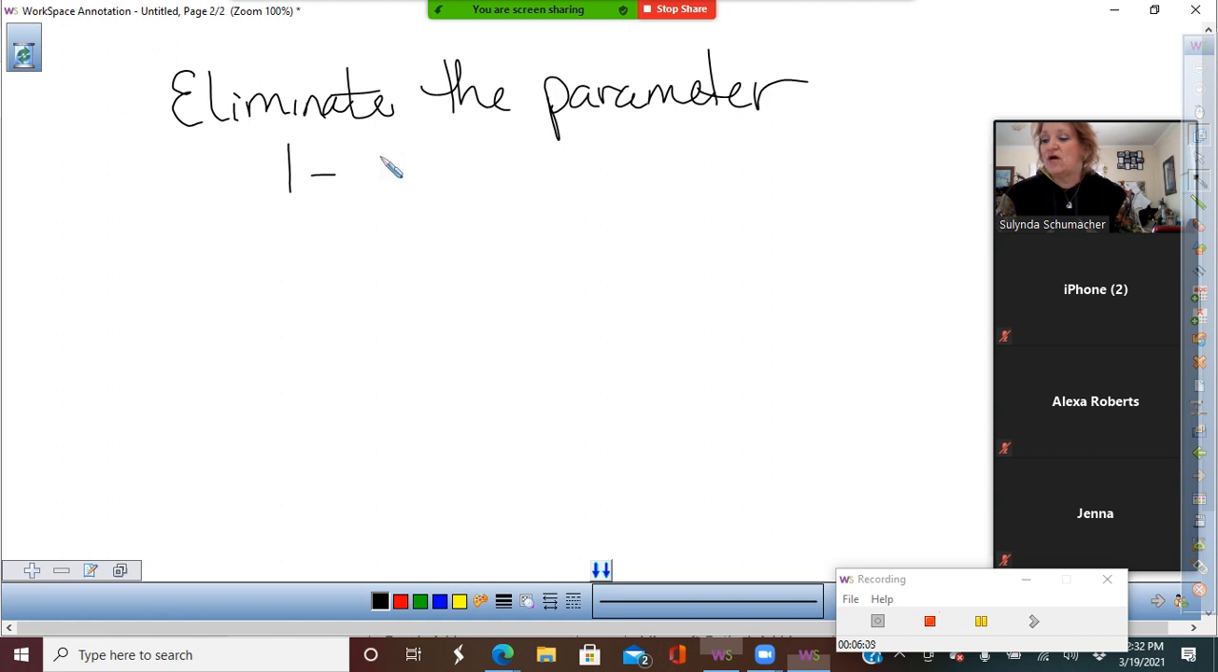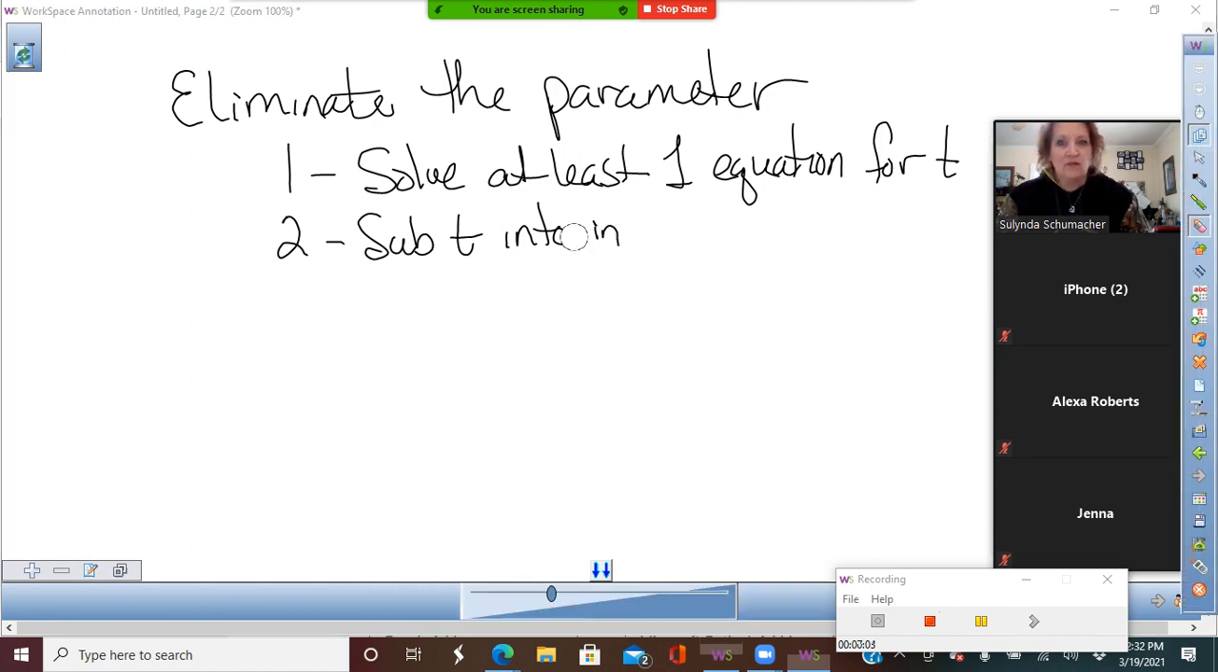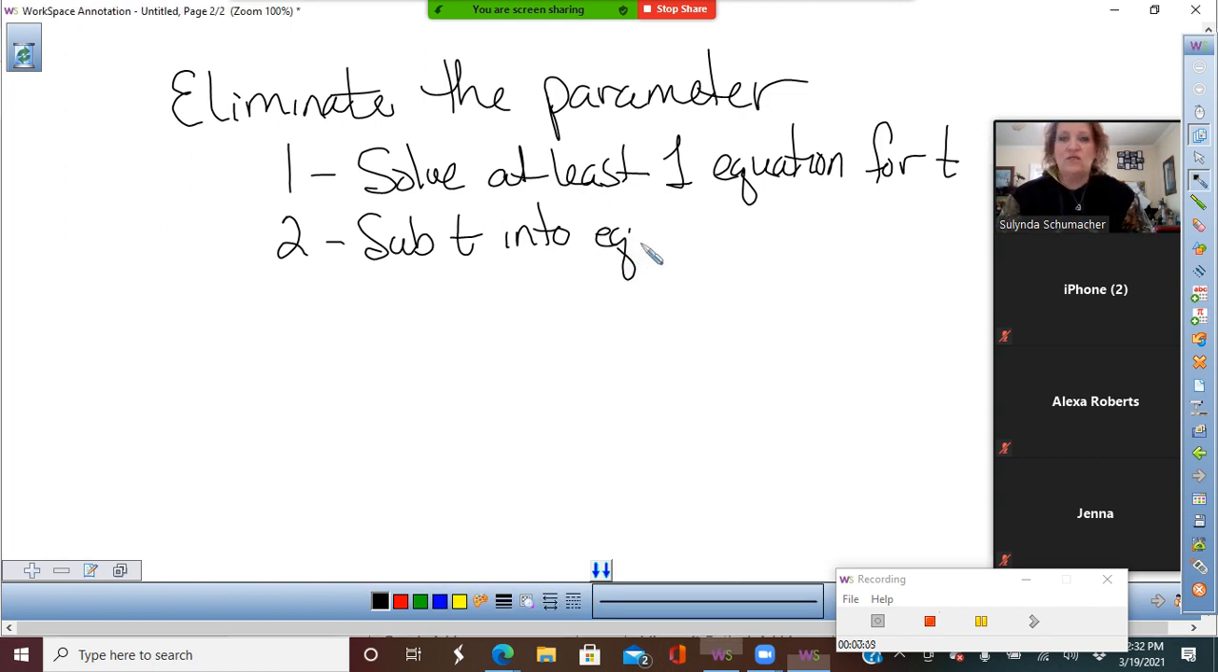So, one, you're going to solve at least one equation for t. And two, you're going to sub t into the other equation. And then three, you're just going to solve for y. Still some algebra going on today.